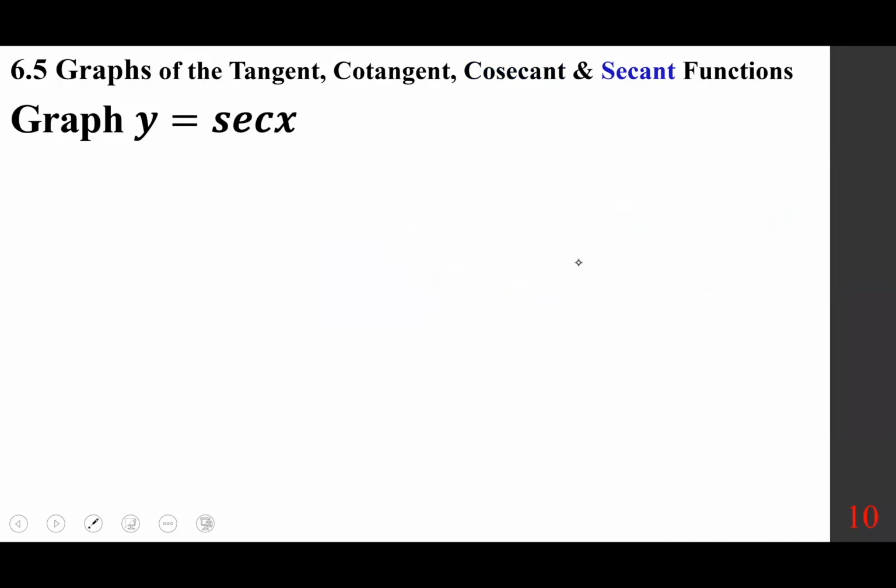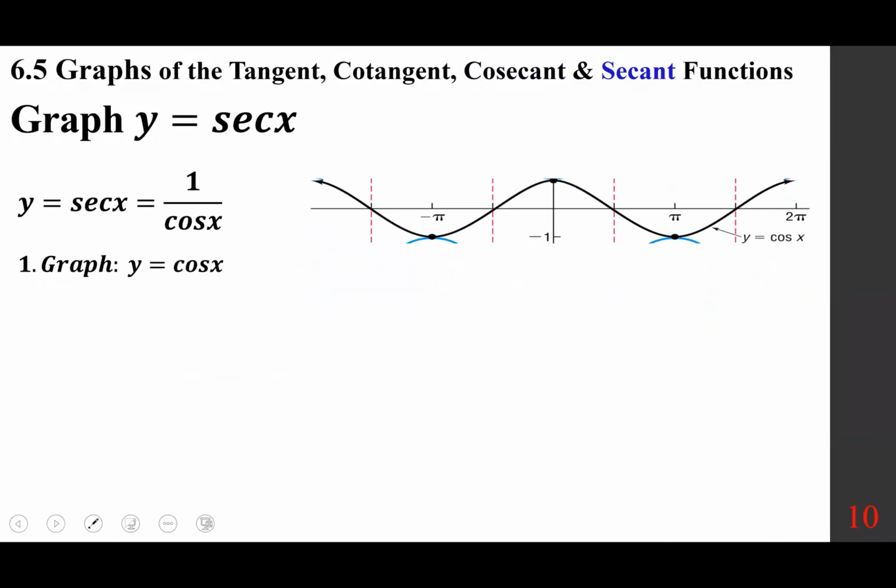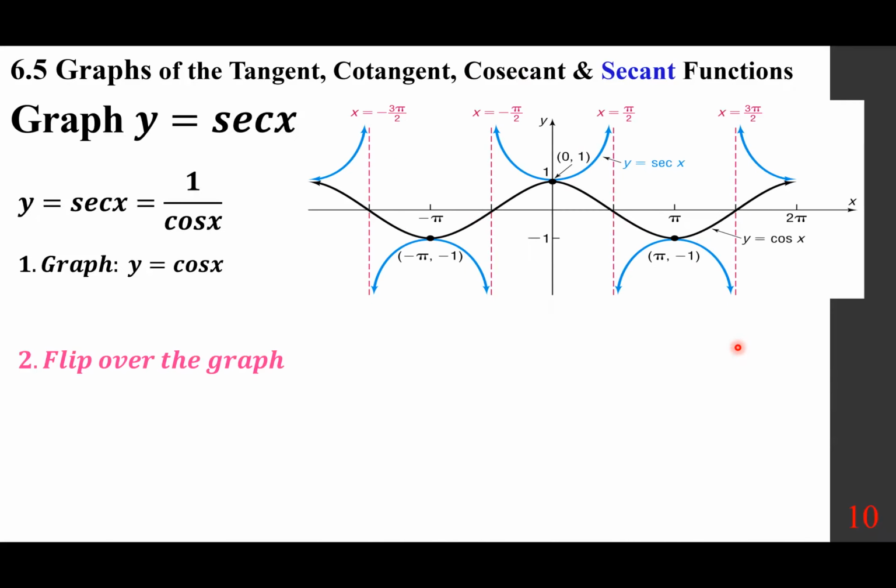Here's the secant x. By definition it is 1 over cosine. So you know how to graph the cosine. Now flip that over. So here's the cosine. So flip it over here, here, and here. Secant is 1 over cosine x. Just like tangent that has the denominator cosine, the domain and VA is the same as tangent. So flip over the graph, looking like that. Recall the VA for tangent is the same thing.